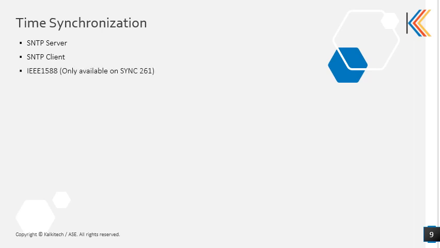Then IEEE 1588, available only on 261 and SYNC200, is the Precision Time Protocol over Ethernet, and you can have synchronization with it. Then NMEA is supported for time synchronization. It is a very primitive method, but if somebody needs it, it is also supported. Then protocol-specific time synchronization, that is upstream or server protocol such as 104, DNP3 or any other custom protocol-specific synchronization, we also support.